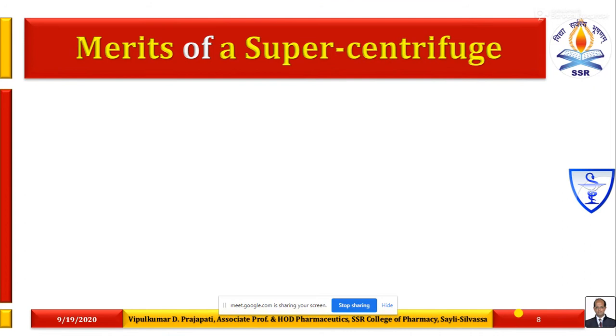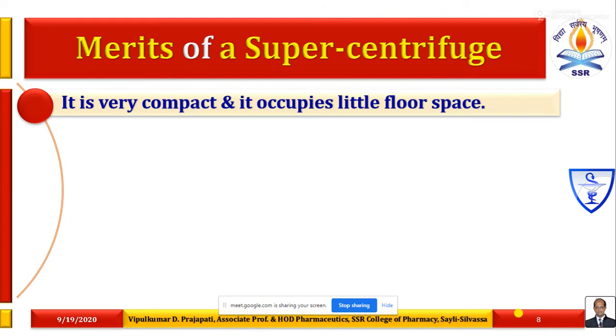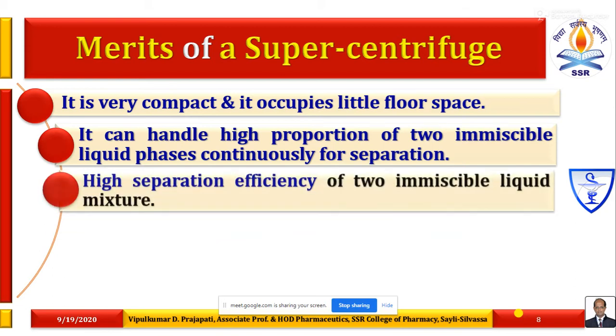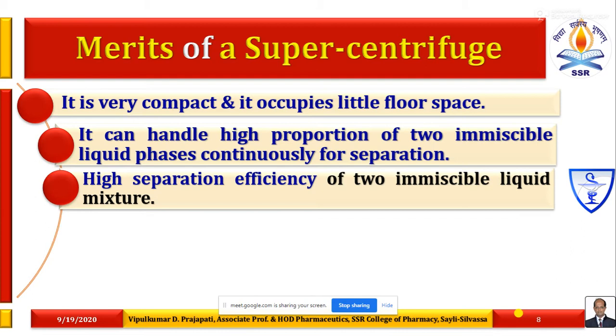Now, what are the merits of a super centrifuge? It is very compact and it occupies little floor space due to the long metallic hollow bowl, small in diameter. It can handle a high proportion of two immiscible liquid phases continuously for separation purposes. Next, high separation efficiency compared to all other types of centrifuge for separation of two immiscible liquid mixtures. So it is widely utilized for separation of two immiscible liquids such as in emulsion.